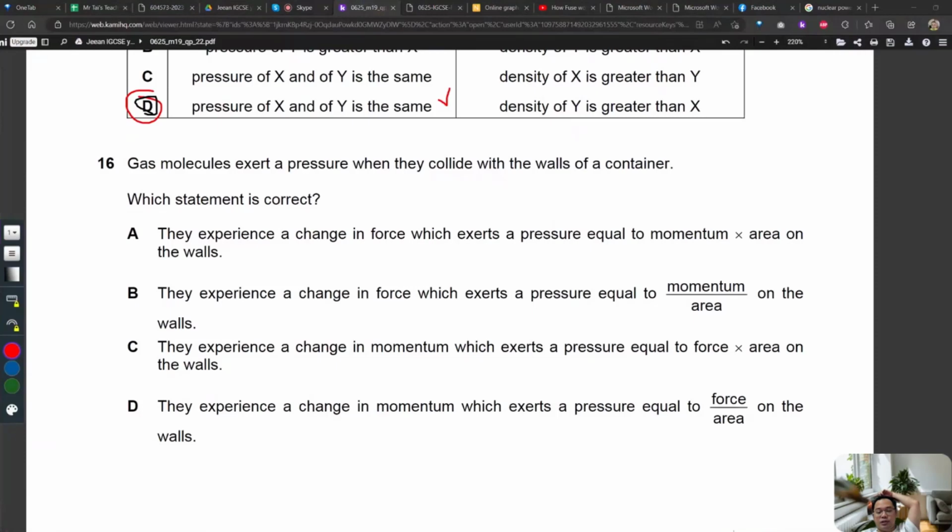What do you think? Question 16. I think it's D. D. Experience a change in momentum, which exerts a pressure equal to force over area on the wall. Change in momentum with pressure. Exactly, that is D.